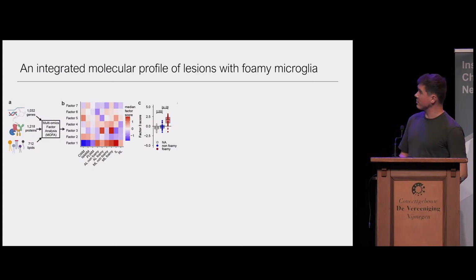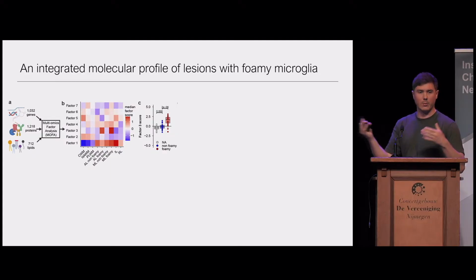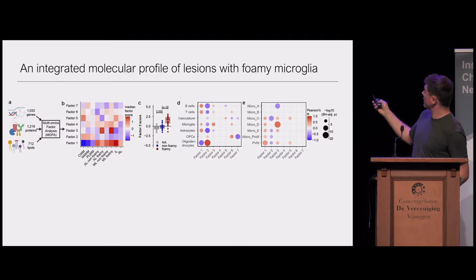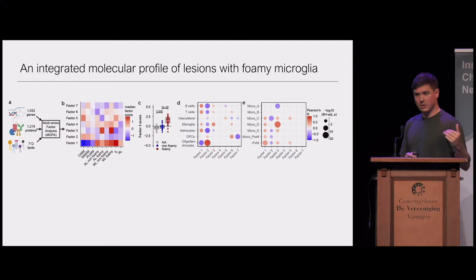Now, with all these different omics data in hand, we could also form an integrated molecular profile using multi-omics factor analysis, which basically looks at the covariance in the different data modalities and derives shared factors. Factors 1 and 2 were mainly associated with general lesions, so whether there was a lesion or not. But factor 3 was really selected for the foamy phenotype, and was also significantly increased in lesions with foamy microglia, and interestingly, very closely correlated with the signature of this microglial state.